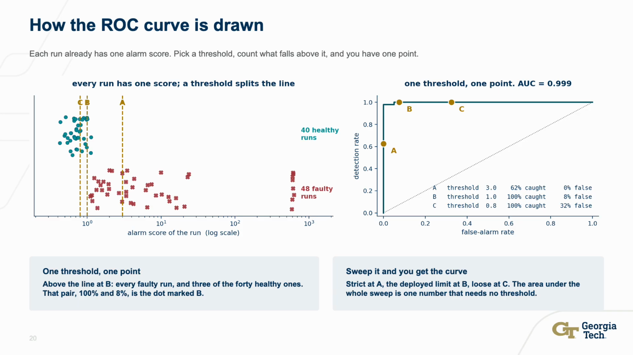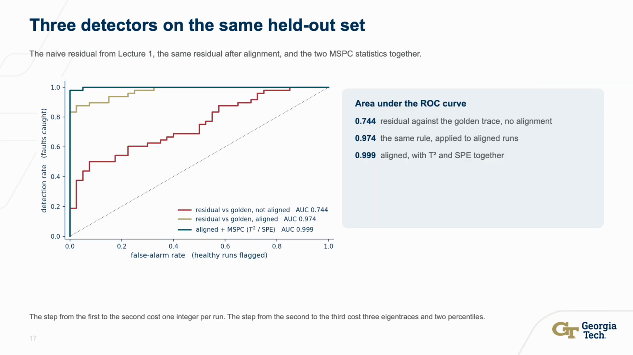Its usefulness is that it compares detectors without either one having to pick a threshold first, which is exactly the comparison the next slide makes. Let us put these three detectors from these two lectures side by side on the same held out data. This is the ROC curve.